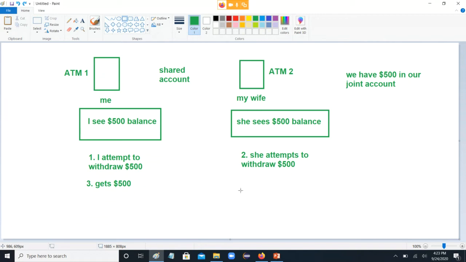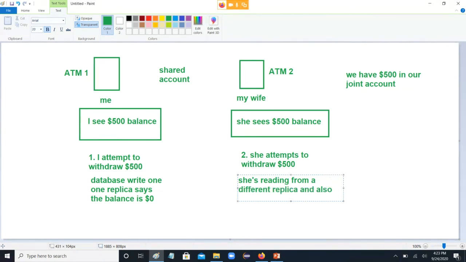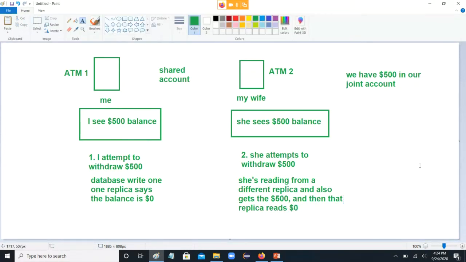However, what could happen is this. I attempt to withdraw $500, okay, but instead of getting the $500, what's happened is this. Database write, okay, on one replica says the balance is 0. But possibly she's reading from a different replica and also gets the $500. Okay? And then that replica reads $0. Okay, that is a possibility. The bank is out 500.